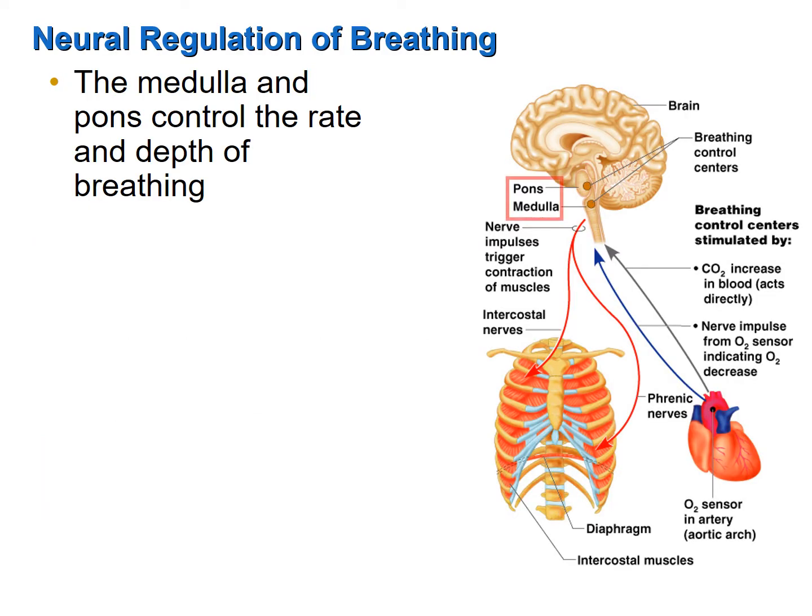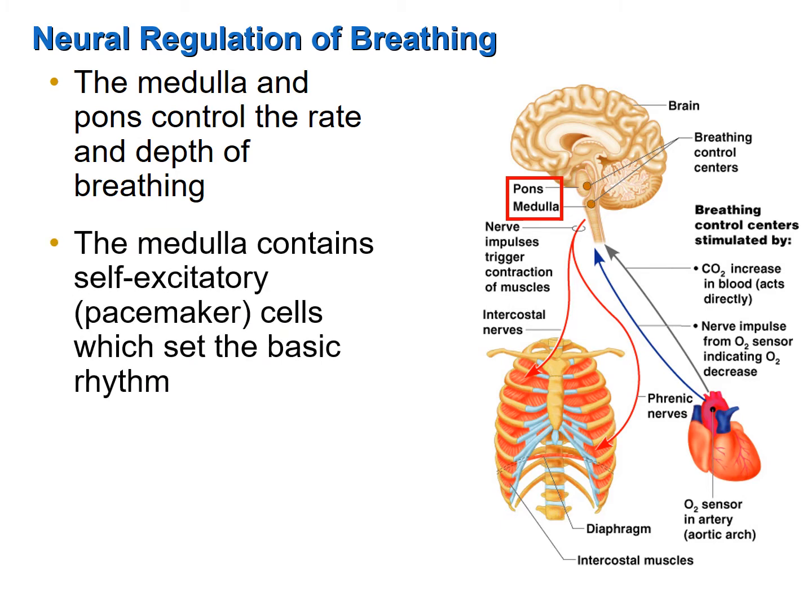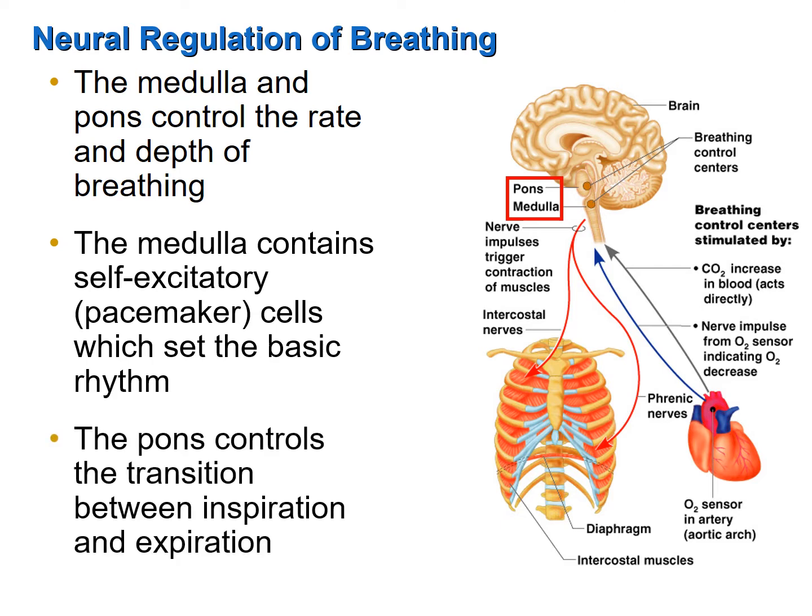Breathing is regulated by the nervous system, specifically the medulla and the pons. That is the respiratory center that controls both the rate and depth of breathing. The medulla oblongata contains self-excitatory or pacemaker cells which set the basic rhythm, and the pons controls the transition from inspiration to expiration.